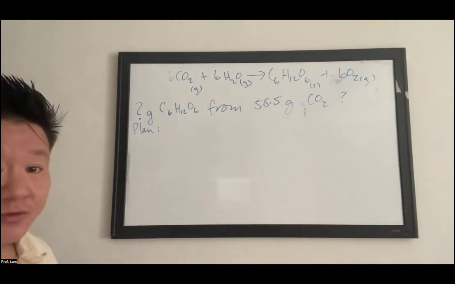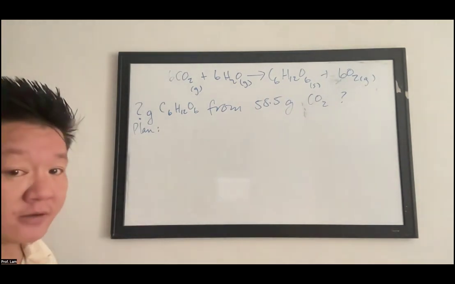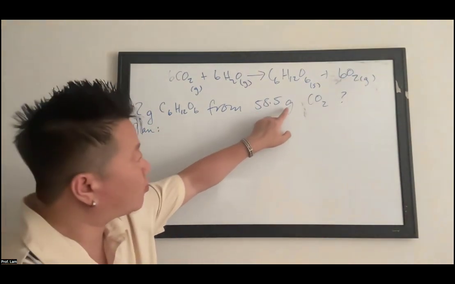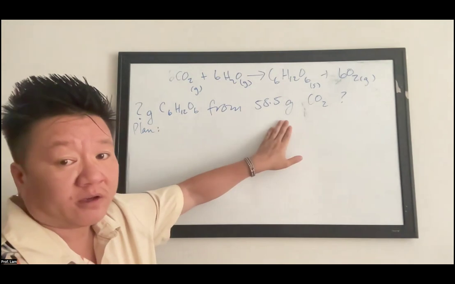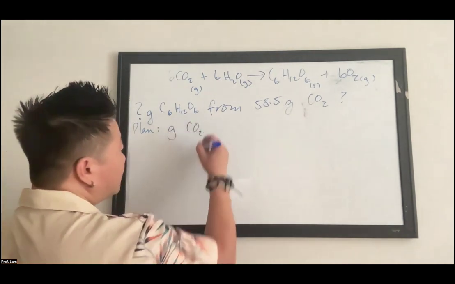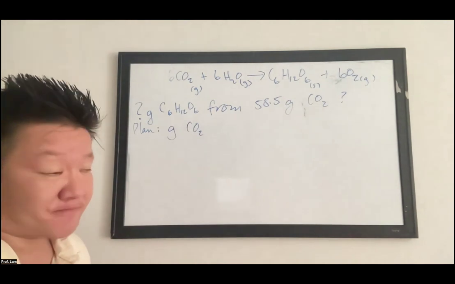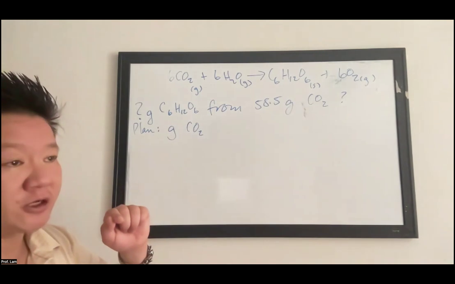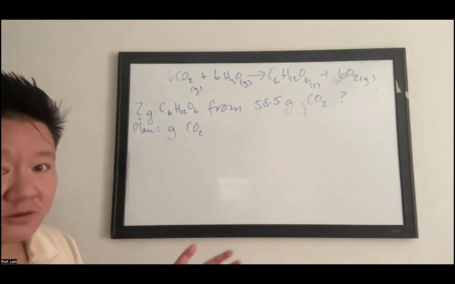solving. So use your roadmap to come up with the plan. Okay, so the plan is going to be, where do we start? We start with what we're given. We are given grams of CO2. So that's grams of A, right? Put your finger on grams of A. Now, the only road you can go from grams of A is to mole, right?